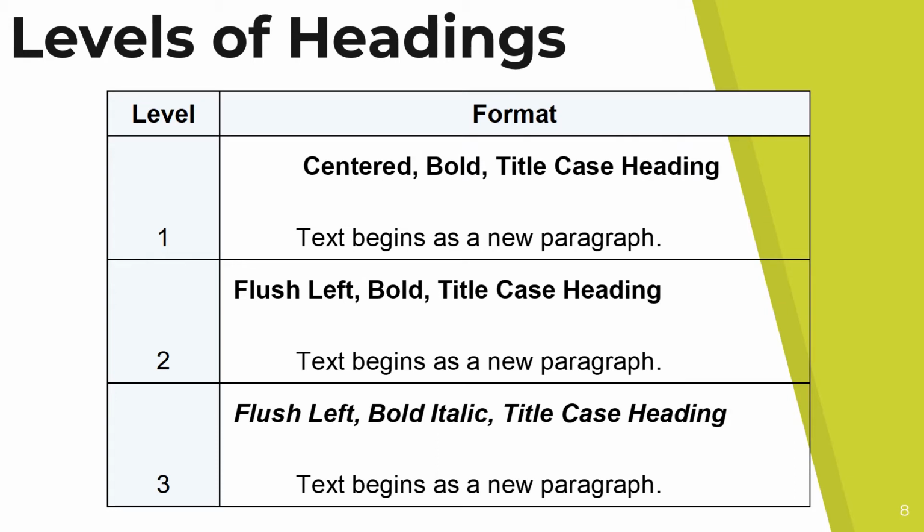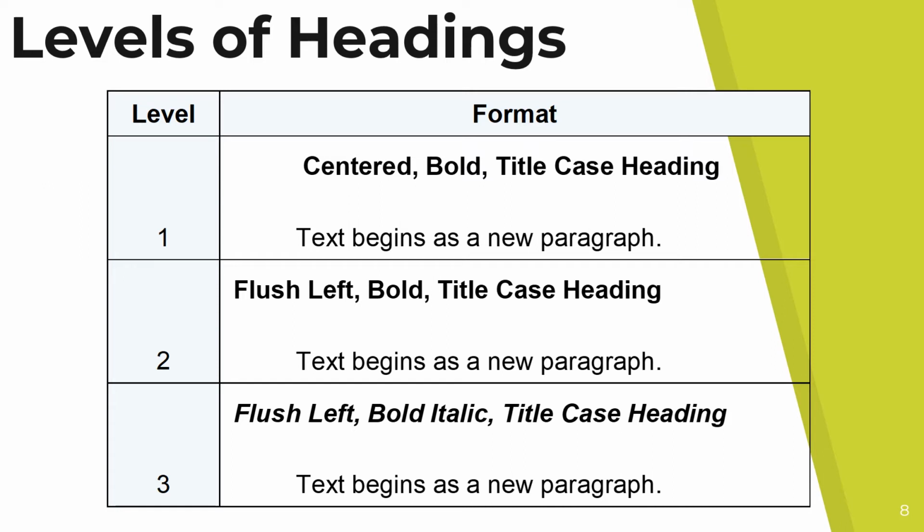Headings identify content within sections of your paper. There are 5 levels of headings in APA style. Level 1 is the highest and main level, followed by levels 2 through 5. We are going to focus on levels 1 through 3, which will usually be the ones needed for student papers. Level 1 headings will be centered, bold, and title case. Level 2 headings will be flush left, bold, and title case. Level 3 will be flush left, bold, italic, and title case.